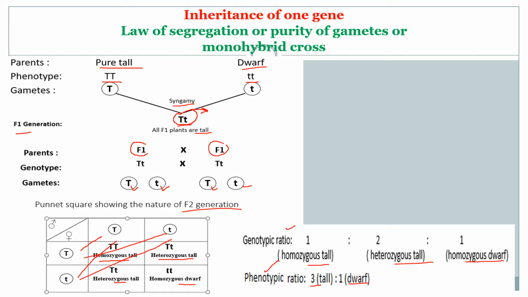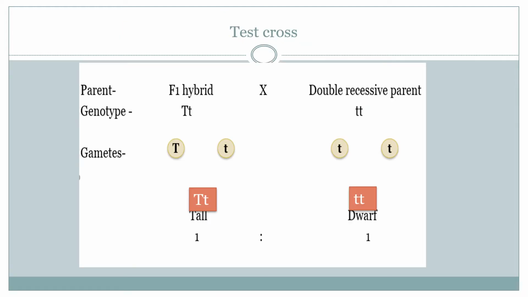Okay, they separate. Yes, they are separating here. And finally, they will segregate in the F2 generation during the formation of gametes. So this is known as inheritance of one gene, the law of segregation or law of purity of gametes, or monohybrid cross. Fine, students. Now let's go for the test cross.